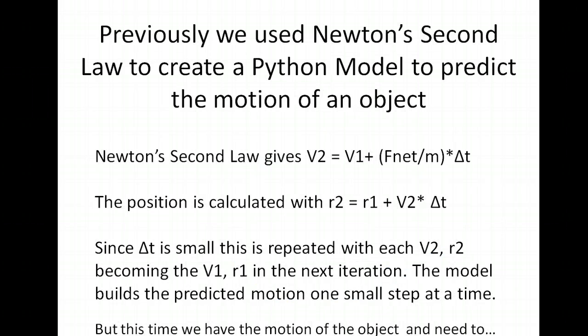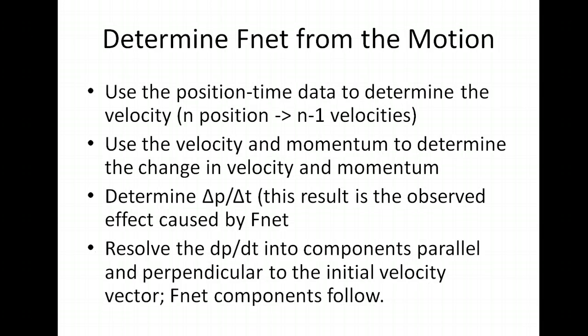Previously, we used Newton's second law to create a Python model to predict the motion of an object. But this time we have the motion of the object and need to determine the net force from the motion. We will use the position time data to determine the velocities, using the velocities and momentum to determine the change in velocity and momentum, and then determine delta P over delta T. This result is the observed effect caused by F net. We will resolve dP/dt into components parallel and perpendicular to the initial velocities. The F net components follow.